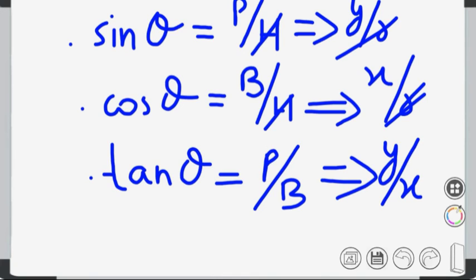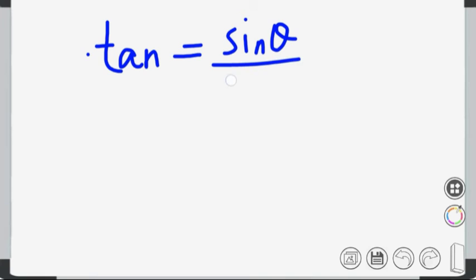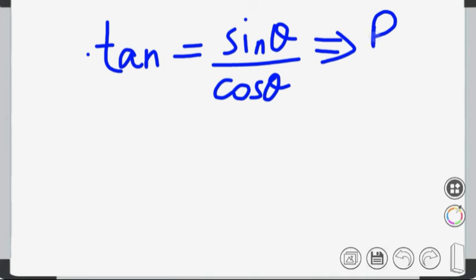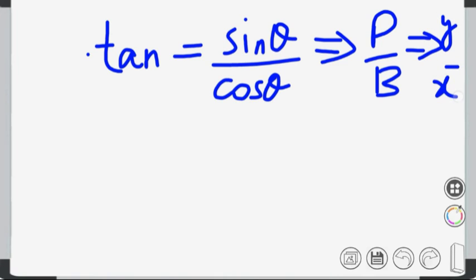And I have already told you how to calculate tangent in another way, that is tangent is equals to sine theta over cos theta, which is equals to perpendicular over base, and further can be written as y over x.